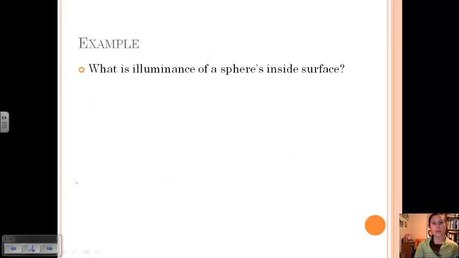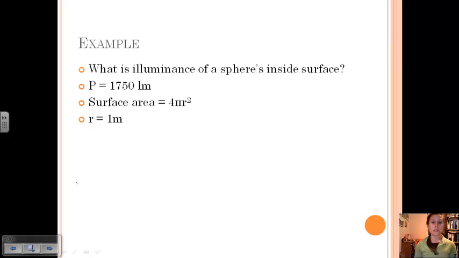So let's look at an example. Let's say we want to know the illuminance of a sphere's inside surface. Let's say you have one of those, are they like the Japanese paper lanterns? That seems to me like maybe that would be a good example. So the luminous flux is 1,750 lumens. We have a 100-watt light bulb hanging from the center. And the surface area of the sphere is 4 pi r squared, because that's the surface area of the sphere. And we know that the radius, or the distance from the light source to the outside of the sphere, is 1 meter.